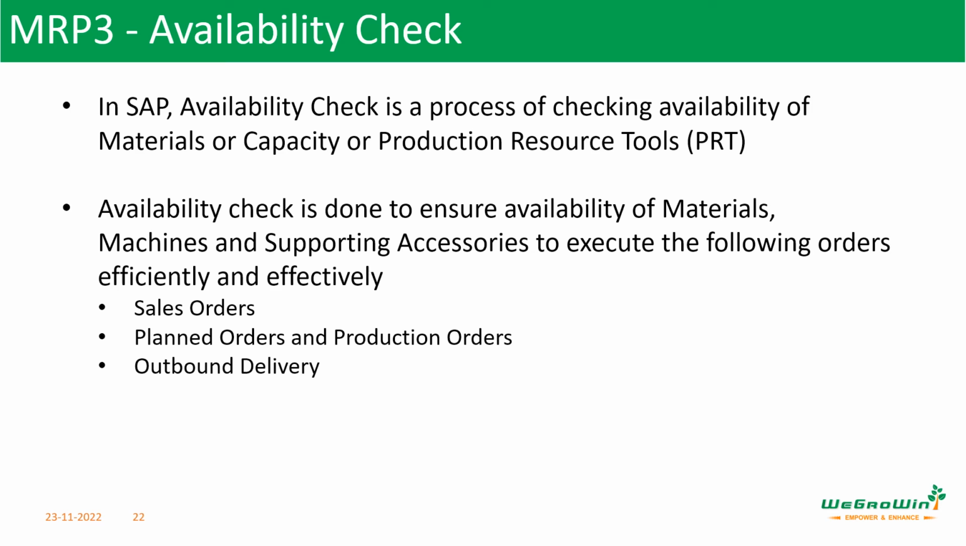Availability check is a process of checking availability of materials or capacity or production resource tools. It is used to ensure availability of materials, machines and supporting accessories so that we execute sales orders, production orders and outbound delivery efficiently and effectively.